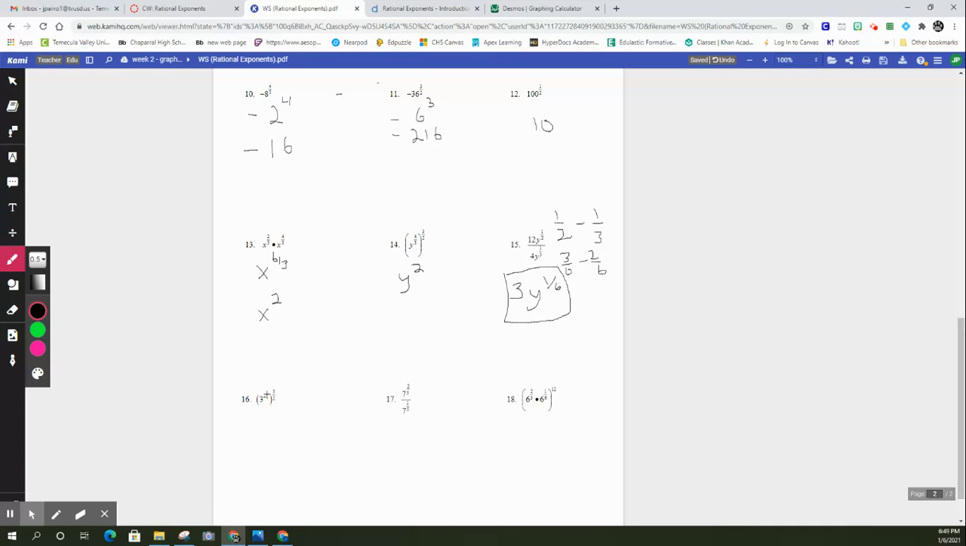All right, 16, 3 to the negative second raised to 3/2. So again, this is power to the power. So when I multiply negative 2 times 3/2, I just get negative 3. So it's 3 to the negative third. Negative exponents means 1 over, right? So it's 1 over 3 cubed, and 3 cubed is 27. So 1 over 27.